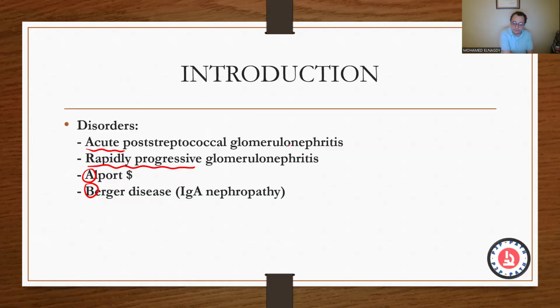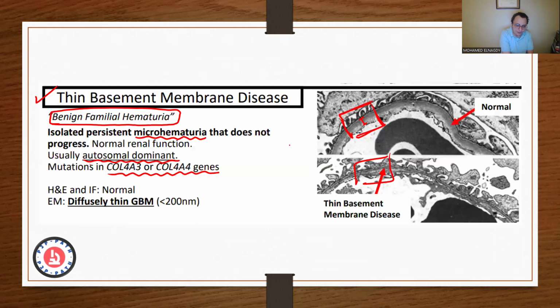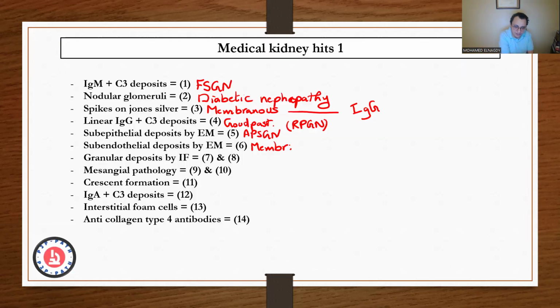Correct, but let me double check. Here we go. No, she is right. It's the opposite. Acute post-streptococcal is subepithelial. You mentioned that, right? Yes, subepithelial. You are correct. So then you are correct. Acute post-streptococcal is subepithelial, and the membranous is subendothelial.